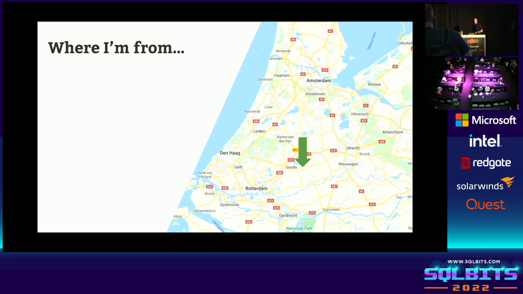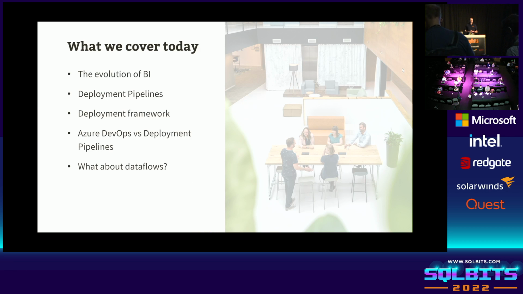So back to the topic of today. What we're going to cover today is first we will have a quick stop at the evolution of BI. What are we actually talking about and why is it important to care about application lifecycle management for Power BI? Then we will have a look at the native deployment pipelines that Power BI brings to the table with Power BI Premium. And as third topic, we will look at different deployment frameworks and how these frameworks will help us in structuring our deployment setup for our Power BI artifacts and move them from stage to stage in the Power BI service.